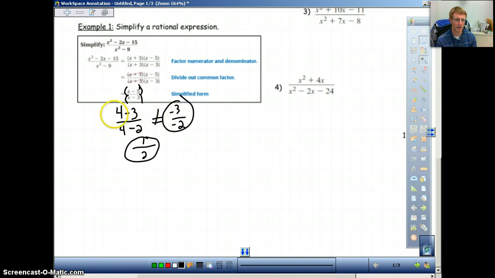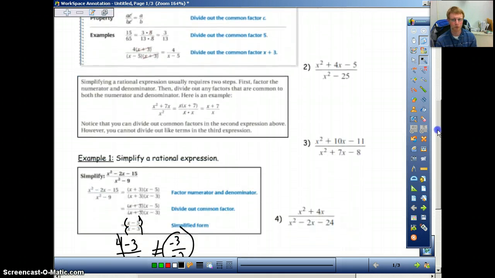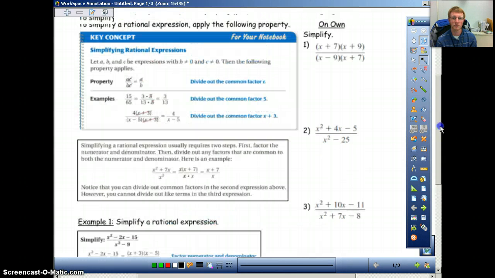This does not give you 1/2. You cannot cancel out your 4's. Okay? So make sure we don't make those mistakes. All right, what I want you guys to do, briefly, go through and do these 4 examples on your own. They should be fairly quick.